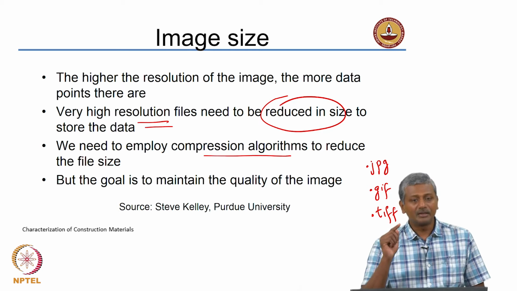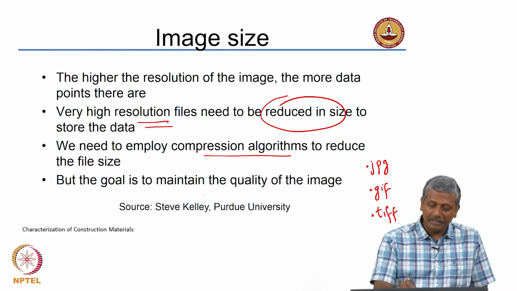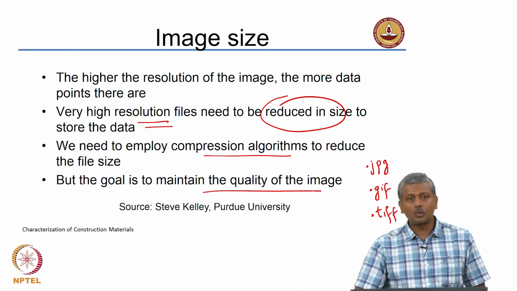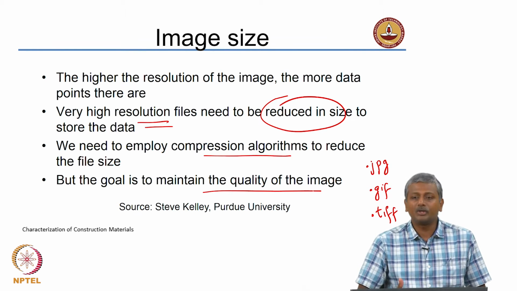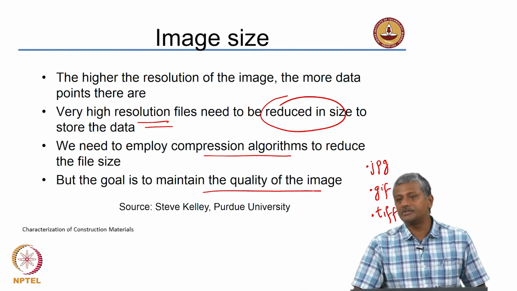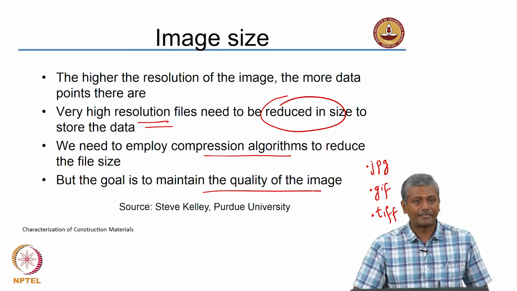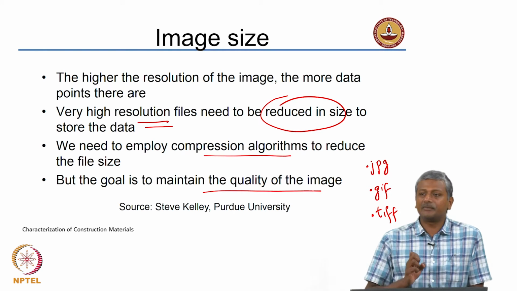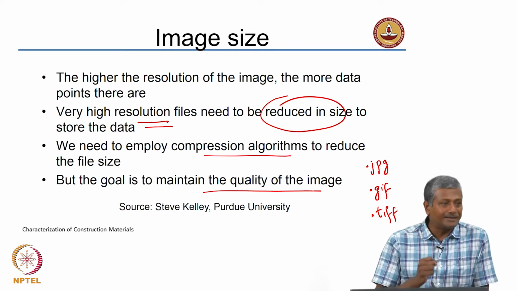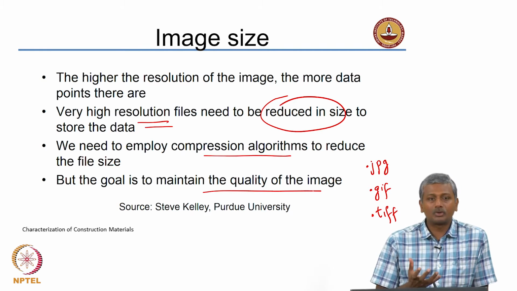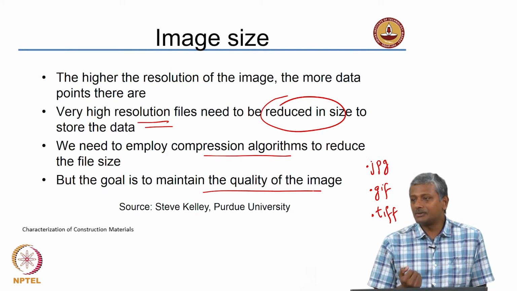Okay, but then the point of compression is to still maintain the quality of the image. The image quality should not be lost, because you can't really do operations and measurements on an image that is of poor quality. Okay, so you need to compress the image well enough to store it properly and handle it, but it should not become so small that it is not easy to operate on.